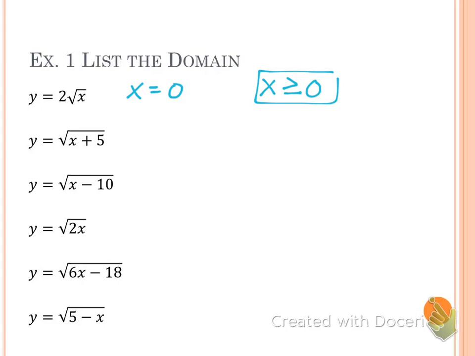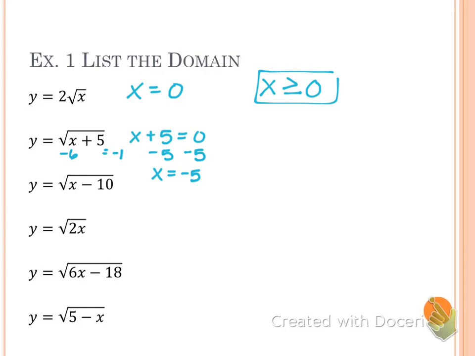So let's do that same thing with y equals the square root of x plus 5. Let's figure out what I can not plug in. We're just going to take what's underneath the radical and set it equal to 0. So I'm going to write x plus 5 is equal to 0. And let's solve for x. What would I do to solve for x? Subtract 5. And x is equal to -5. So if I plug any number in smaller than -5, what am I going to get? Let's say I plugged in -6. What's -6 plus 5?